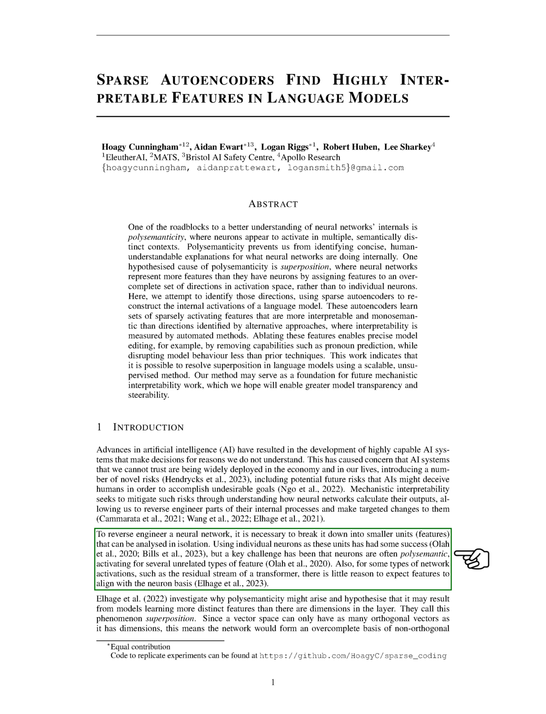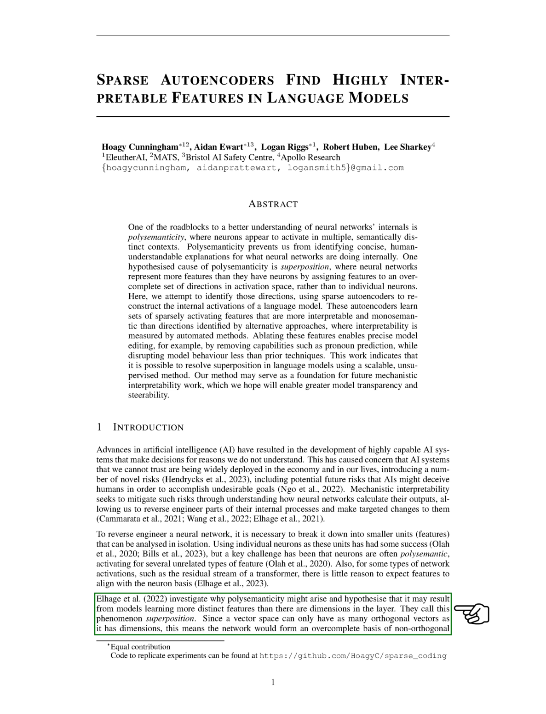To reverse engineer a neural network, we need to break it down into smaller units, or features, that can be analyzed individually. While using individual neurons as these units has had some success, it presents a challenge because neurons often activate for several unrelated types of features. Furthermore, for certain types of network activations, there's no reason to expect features to align with the neuron basis.